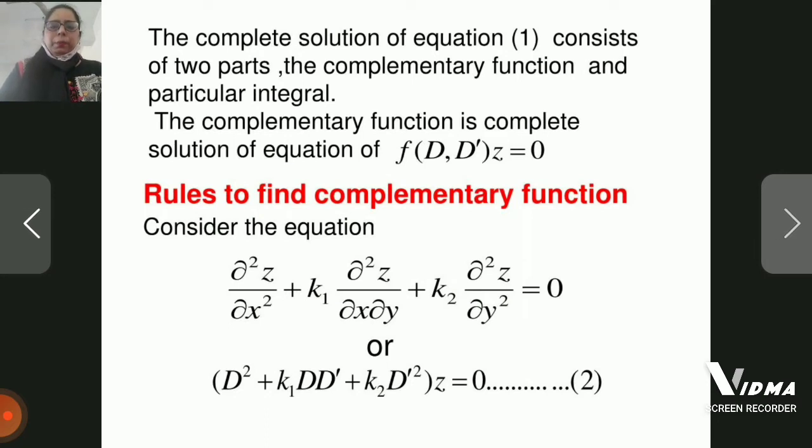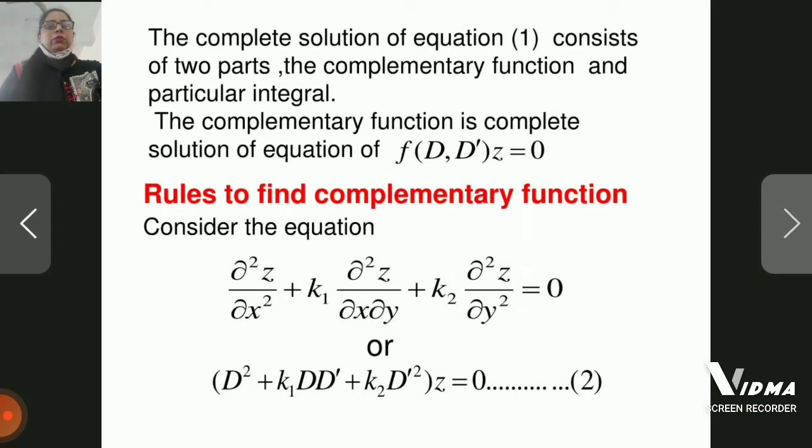First of all, the given equation is ∂²z/∂x² + k1 ∂²z/∂x∂y + k2 ∂²z/∂y² = 0. Now what we have to do is put in the values of capital D and D dash, and we get (D² + k1 DD' + k2 D'²) z = 0. We can call this equation number 2.